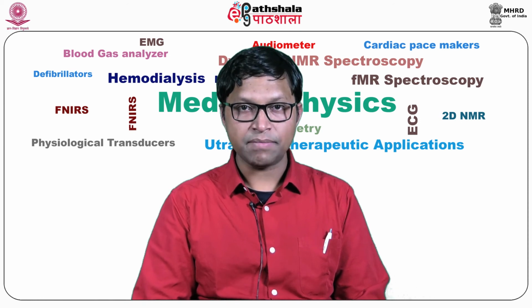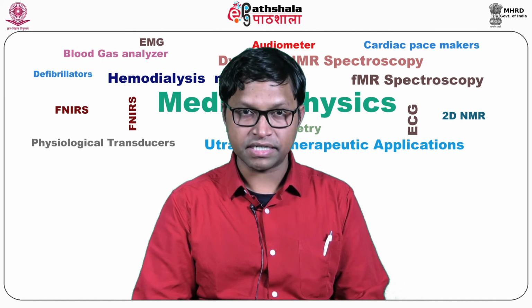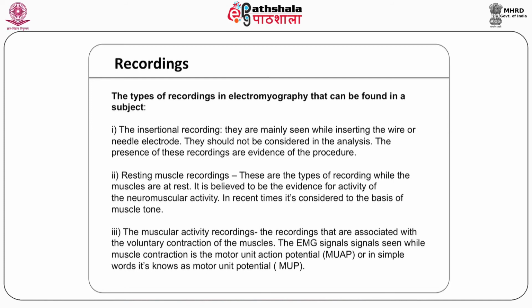Now, let us discuss the various types of recordings in electromyography that can be found in a subject. First, the insertional recordings. They are mainly seen while inserting the wire or needle electrode. They should not be considered in the analysis. The presence of these recordings is evidence of the procedure. The next type of recording are the resting muscle recordings. These are the recordings while the muscles are at rest. It is believed to be the evidence for the activity of the neuromuscular junction. In recent times, it is considered to be the basis of the muscle tone. The third type is the muscular activity recordings, the recordings that are associated with the voluntary contraction of the muscles.